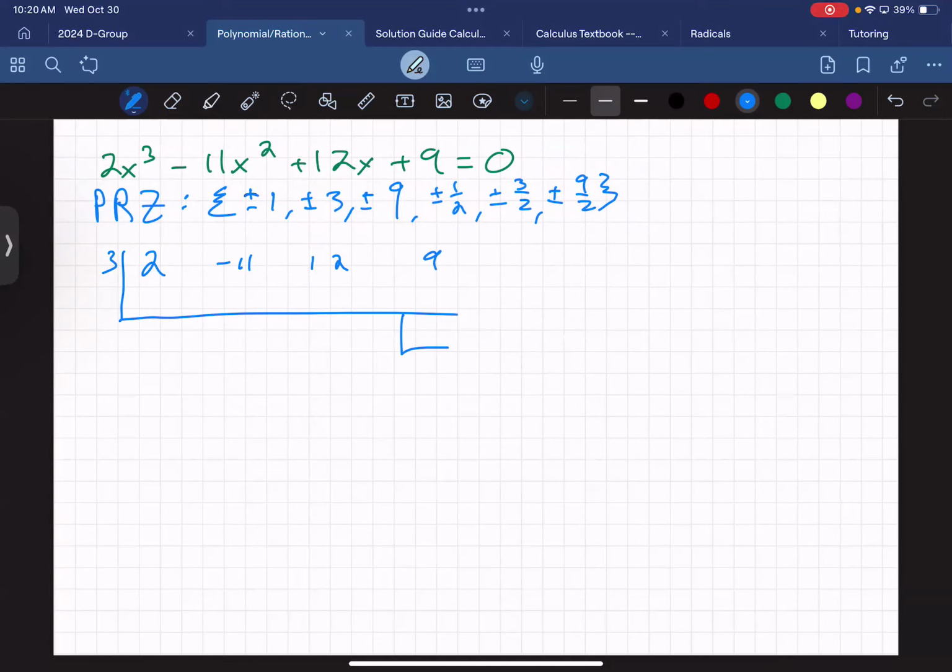The 2, the negative 11, the 12, and 9 came from my function. That represents my original function g of x right now. Okay, we could go through the synthetic division now. Had you already done it? No.